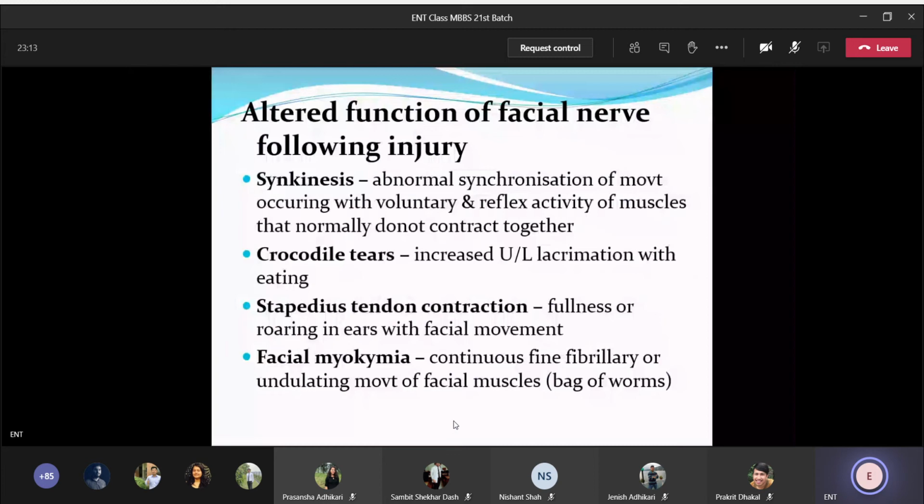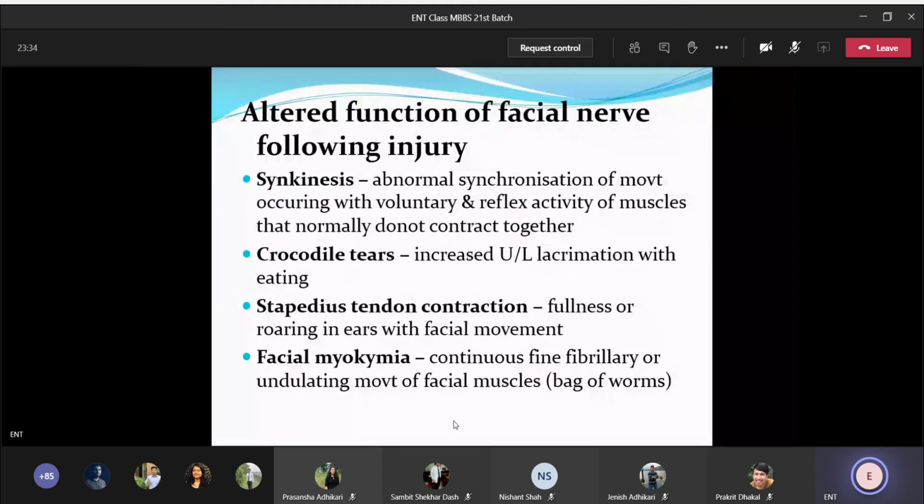There is a connection between the lacrimation and the gustatory gland. So the secretory fiber of the submandibular salivary gland is related to the lacrimation. So there is a crocodile tear. While eating, there is a lacrimation. Right? Stapedius tendon contraction, fullness or roaring in the ear with the facial movement.